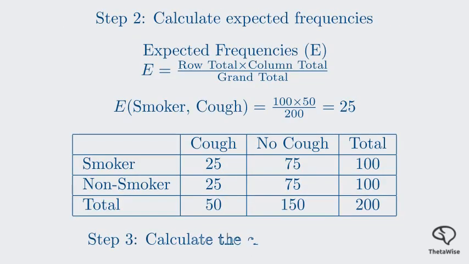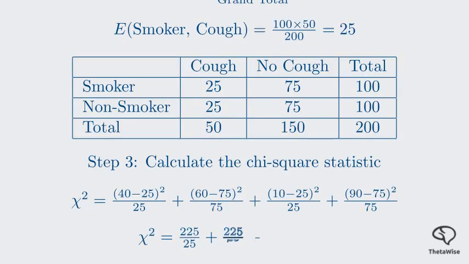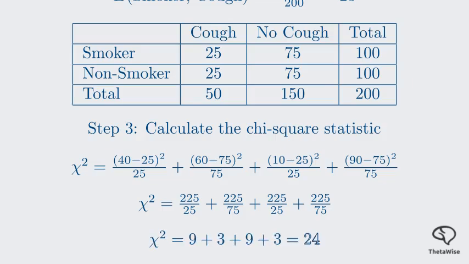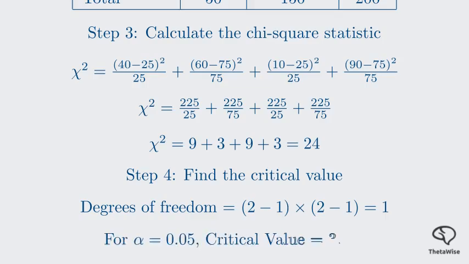Step 3. Calculate the chi-square statistic. We sum the observed minus expected squared divided by expected for each cell. This gives us 9 plus 3 plus 9 plus 3 for a total chi-square statistic of 24. Step 4. Find the critical value. Degrees of freedom are 2 minus 1 times 2 minus 1, which is 1. For a significance level of 0.05, the critical value is 3.841.